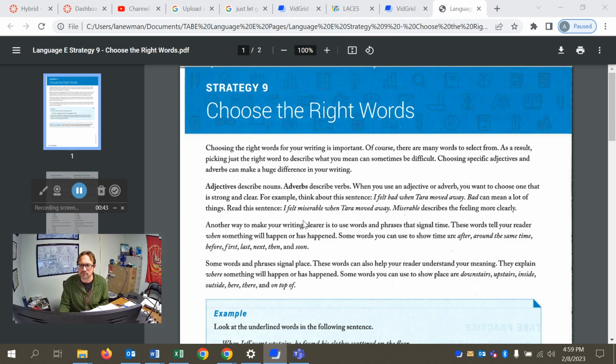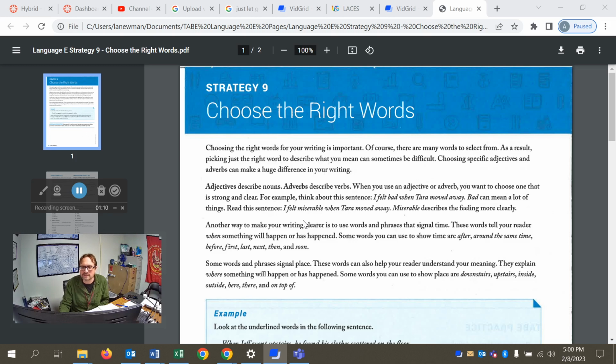Choosing the right words for your writing is important. Of course, there are many words to select from. There's a lot. As a result, picking just the right word to describe what you mean can sometimes be difficult. Choosing specific adjectives and adverbs can make a huge difference in your writing. Adjectives describe or modify nouns. Adverbs describe or modify verbs. When you use an adjective or adverb, you want to choose one that is strong and clear.